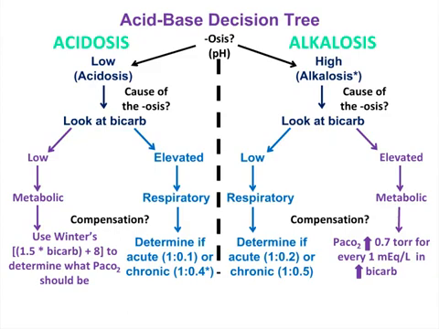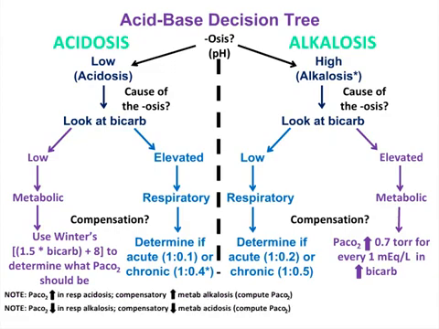3 things just to note. Remember that CO2 goes up in a respiratory acidosis, and there's a compensatory increase in a metabolic alkalosis. That's Summers' equation. PCO2 goes down in a respiratory alkalosis because I'm blowing off CO2, but there's a compensatory drop in a metabolic acidosis, Winters' equation. Don't forget to calculate the anion gap.